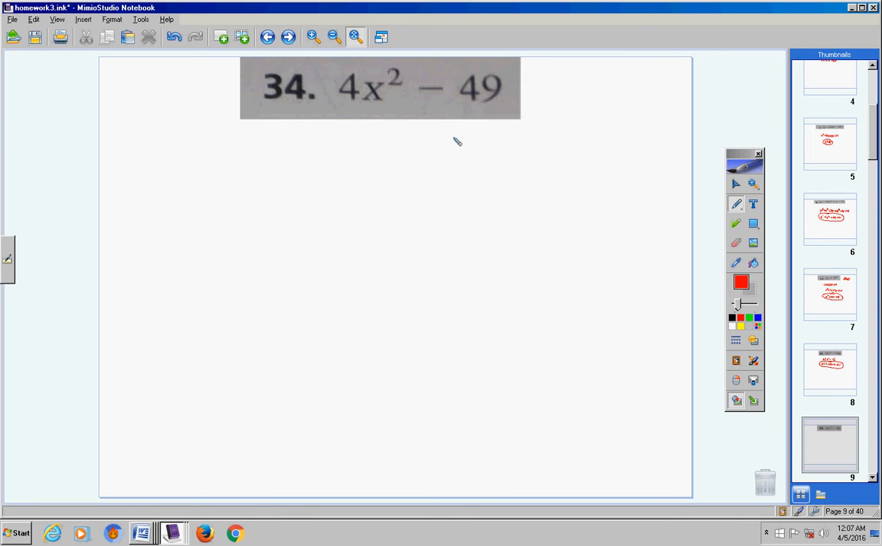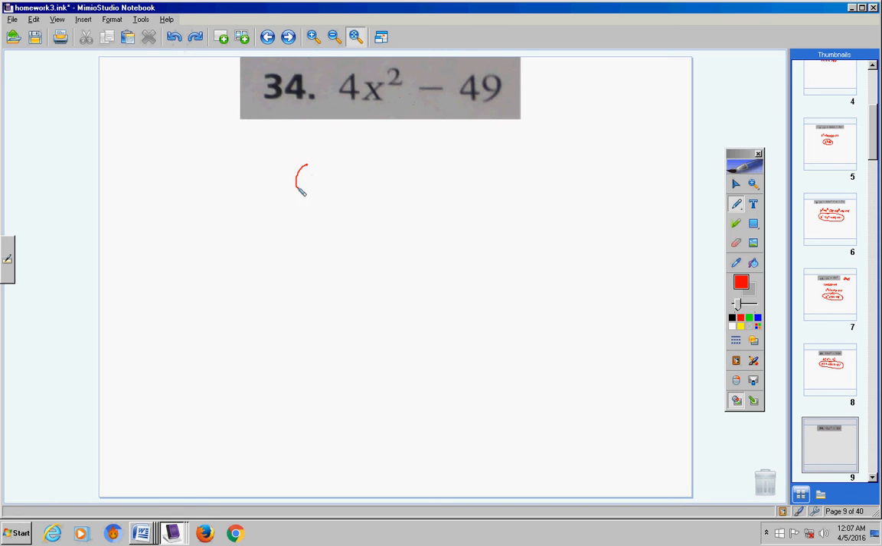Okay, we're going to pull out what's common. However, there's nothing common. So we look at what's left over. It's a binomial. Do we have perfect squares or perfect cubes? Yes, we have perfect squares. Well, if we have perfect squares, the first term has to be positive, and the second term has to be negative. And we have that, so we're fine.